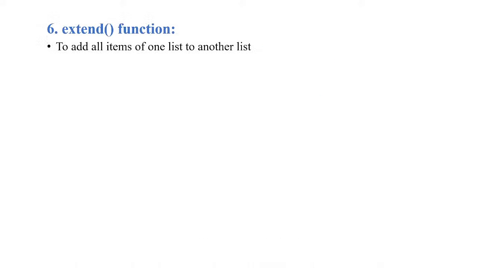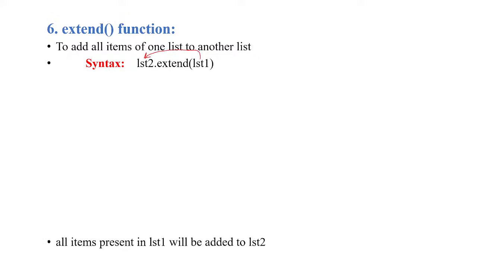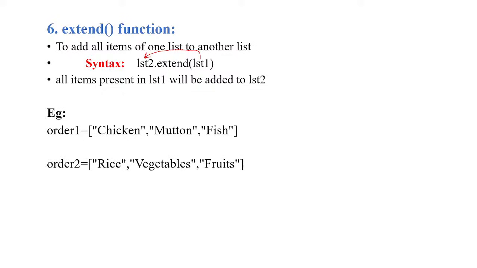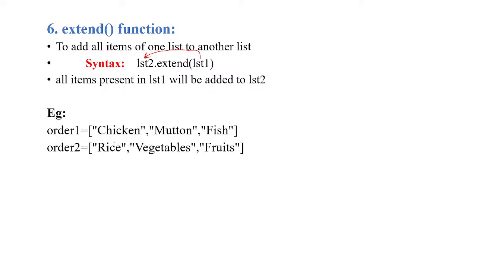Then the extend function: to add a group of elements to an existing list, you can use the extend function. So list2 dot extend list1 means all elements of list1 will be added at the end of list2. That is how, instead of adding one element, you can add a group of elements at a time. For example, I have order 1 containing 3 elements: chicken, mutton, and fish. Then I have order 2 with these 3 elements.